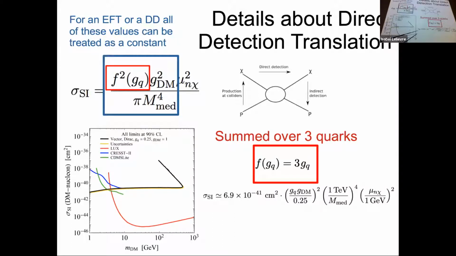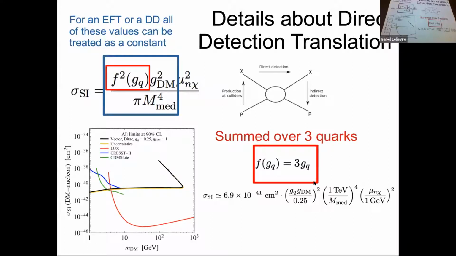If you want, you can go ahead and do the effort of getting all your units correct to get this formula correct, or you can just copy this. This is the standard formula we use for this. And f of GQ here is just 3 times the coupling to the quarks, and 3 is just because of 3 valence quarks, right? So this gives us a spin independent bound.